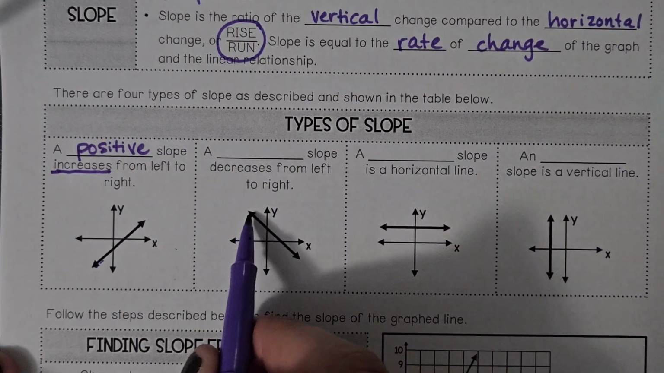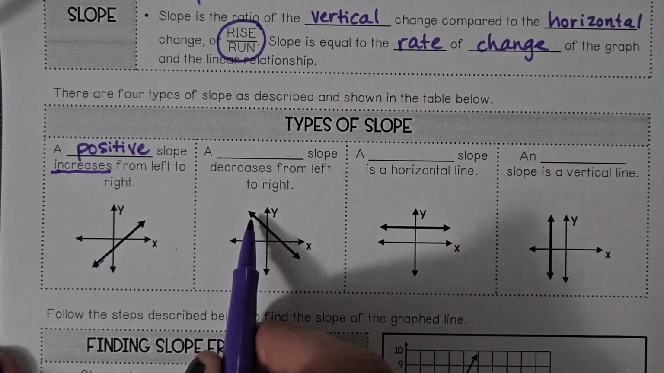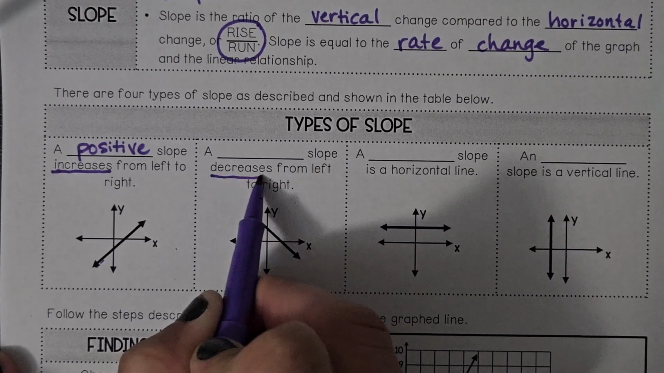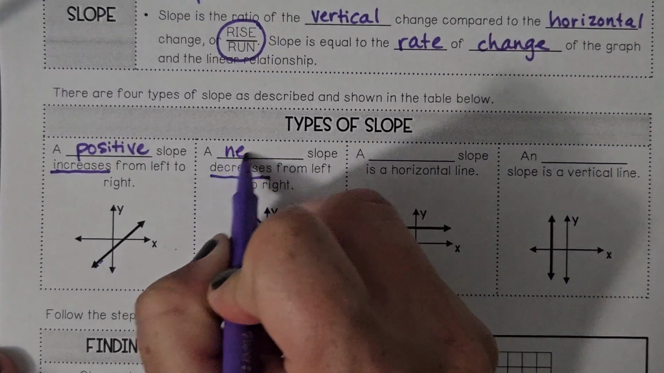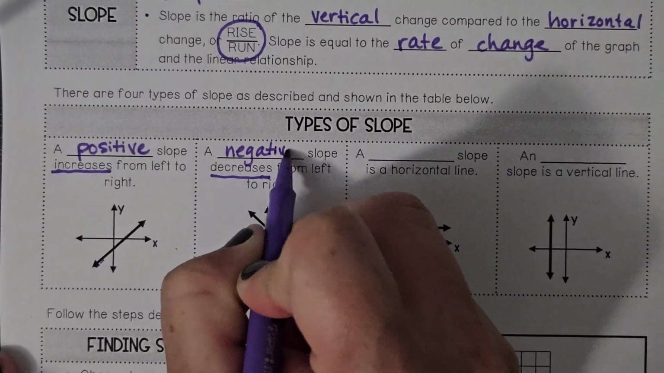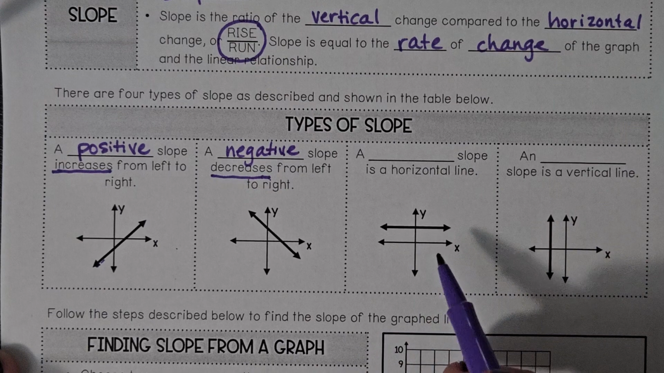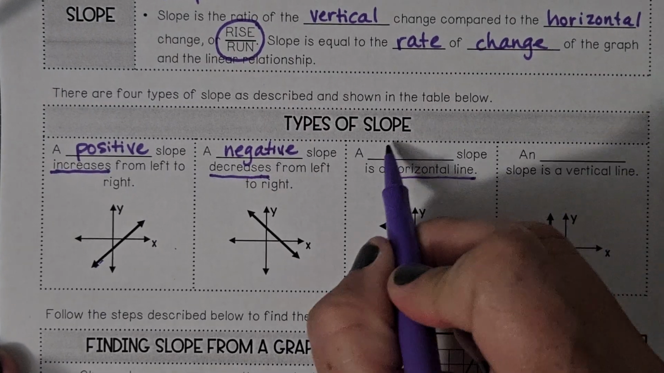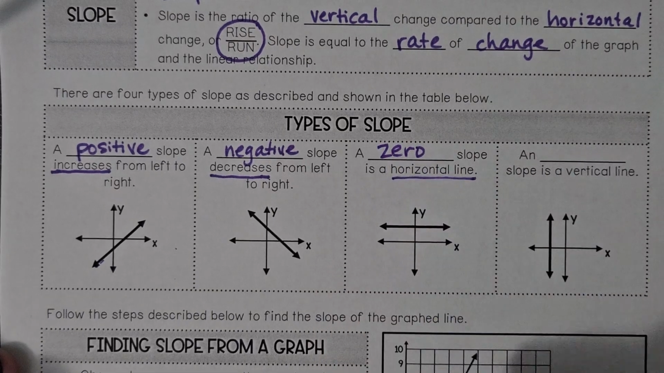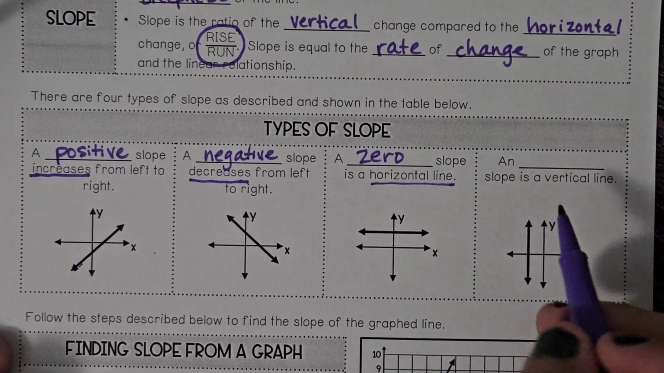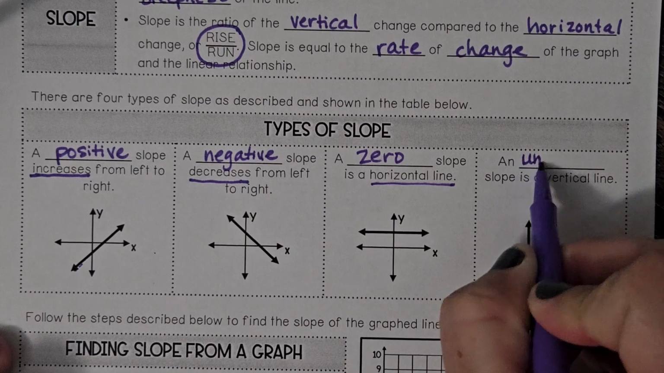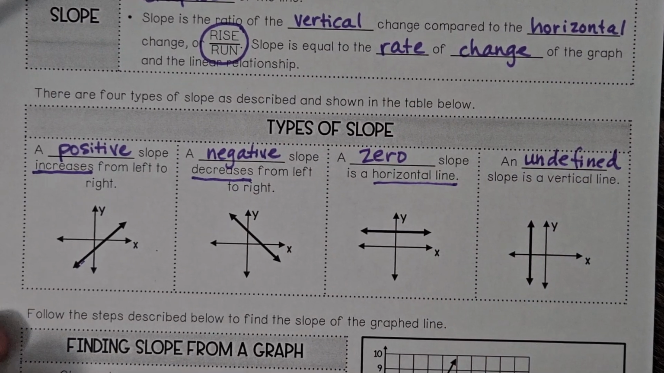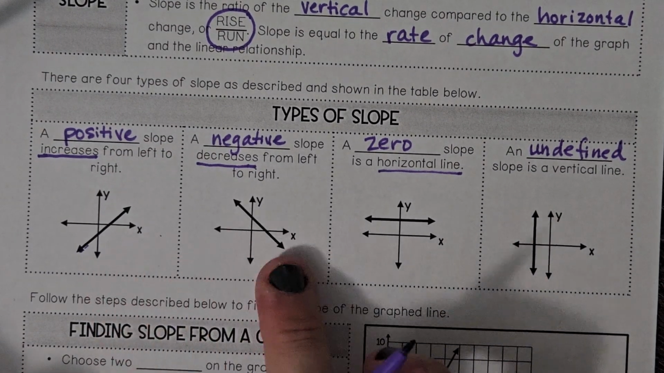Same thing on this one. If I start on the left-hand side, just like how I read a sentence, I'm going to go down. So my pen is moving down, which shows a decrease, and that would be a negative slope. So my slope number would actually show a negative sign out in front. A horizontal line has a slope of 0, so just the number 0. And a vertical line is called an undefined slope. We'll talk more about that in class as we practice this more. Okay? So these are the 4 different types.